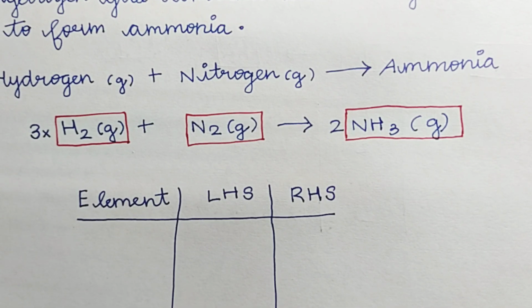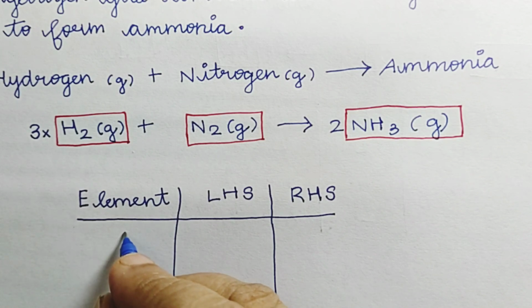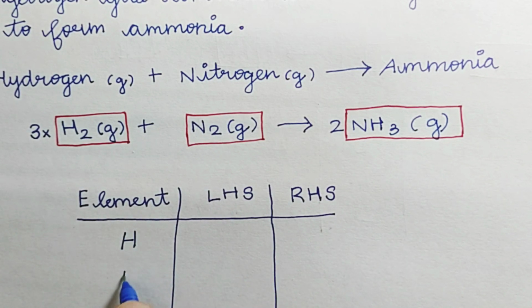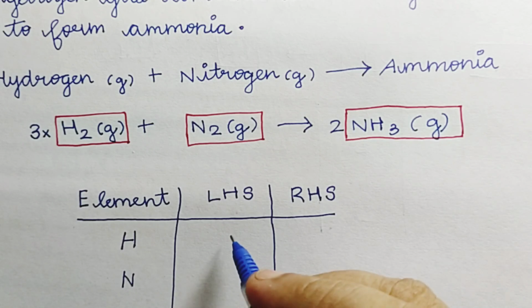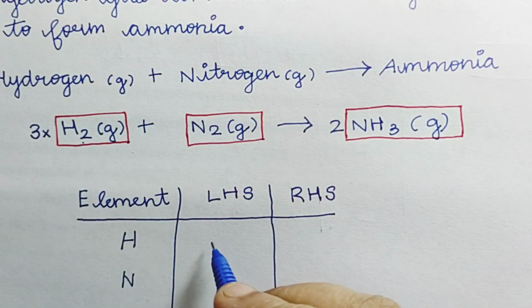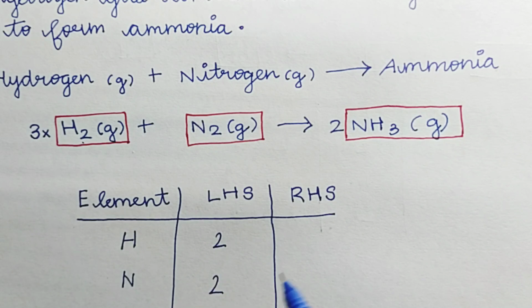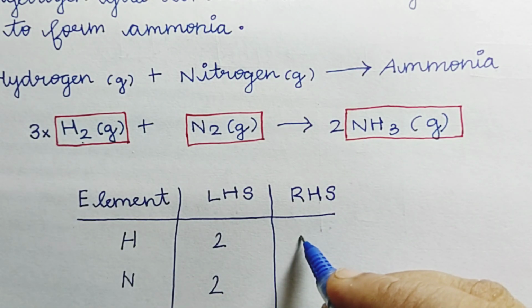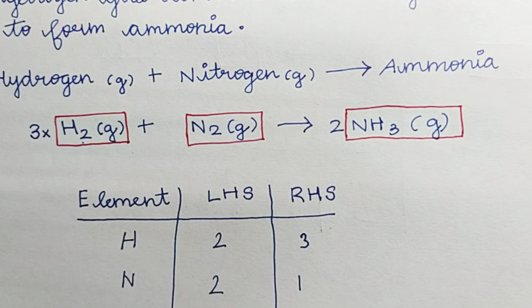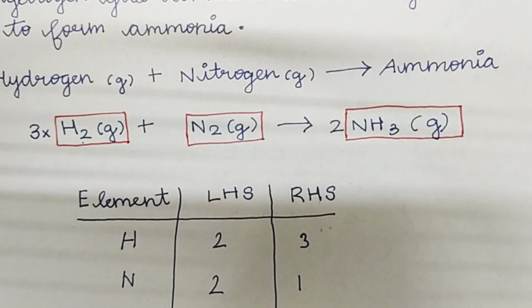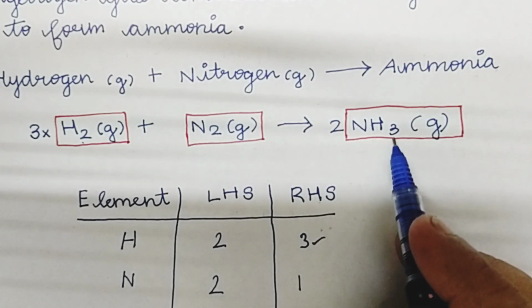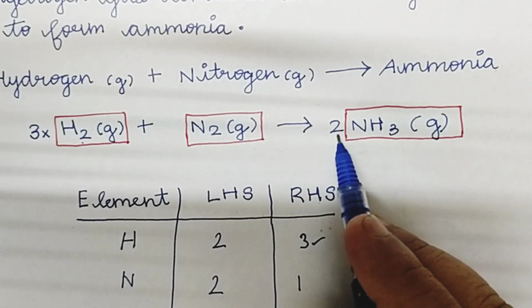So for that, we will draw the tabular column, element, LHS and RHS. In the element, hydrogen, nitrogen, only two elements. In the LHS, how many hydrogens are there? Only two. Nitrogen, 2. In this RHS, hydrogen 3, nitrogen 1. So we have to balance this by hit and trial method. So for that, first we will take 3, that is a larger in number. So H is 3. So in front of this, we will write 2.